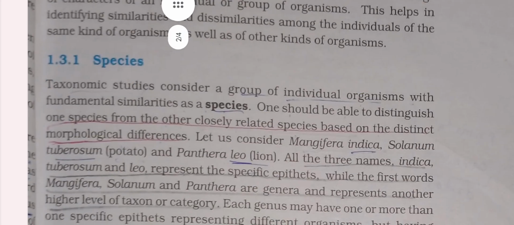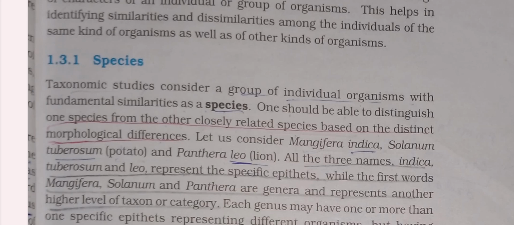We'll discuss the species. Taxonomic studies consider a group of individual organisms with fundamental similarity as a species. That means individual organisms have the same appearance, same mode of reproduction, same mode of nutrition. They are grouped as a single group. This group is called a species. One should be able to distinguish one species from other closely related species based on distinct morphological differences. According to morphological appearance differences, you can easily distinguish.